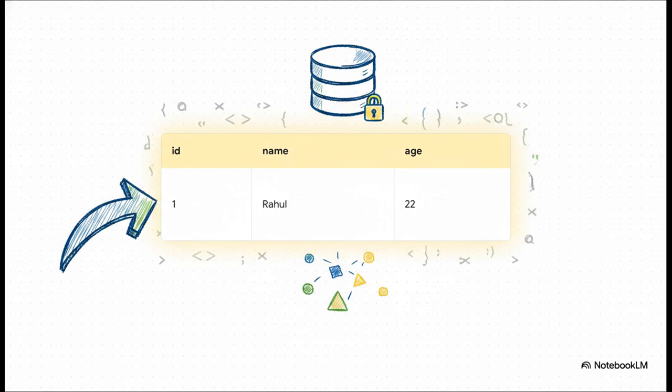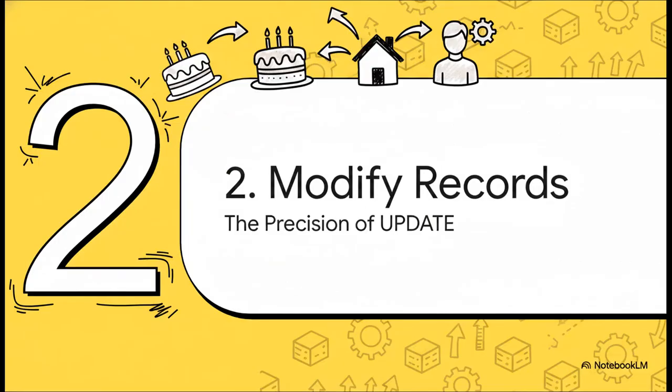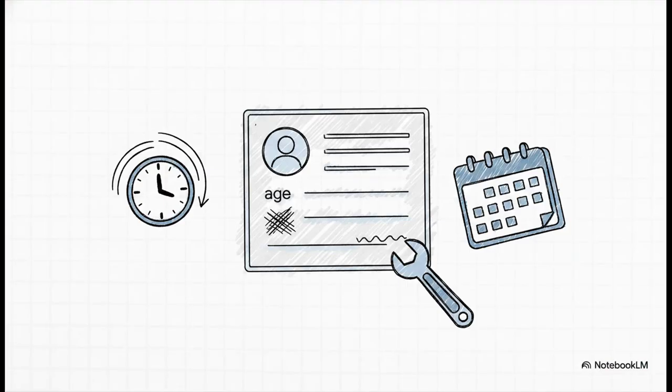Pretty cool, right? But things change. People have birthdays, addresses change. Data is almost never static. And that's where our second command comes into play, the precision tool we call update. Yeah, the real world doesn't stand still, and our data can't either. The update command is our go-to tool for keeping things accurate. It lets us dive into a record that already exists and tweak a specific piece of information.